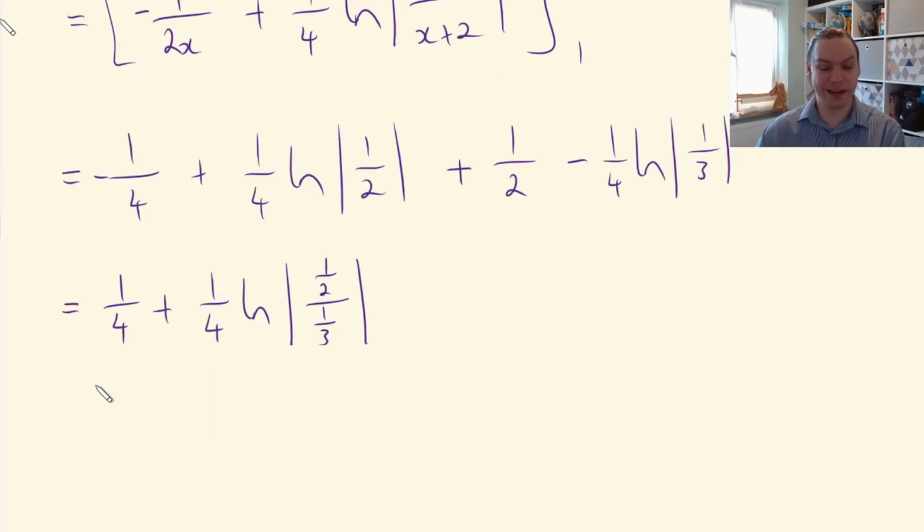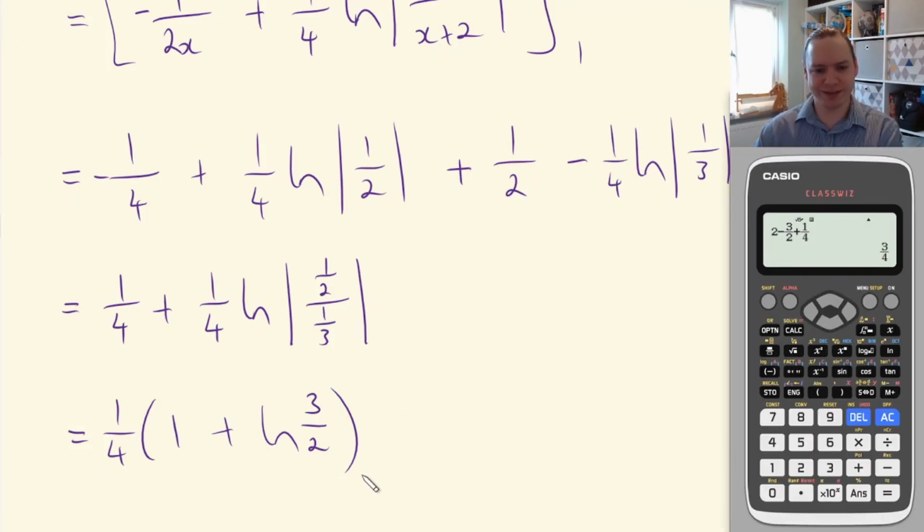I'm going to do one final little bit of tidying up from here because I've got a factor of a quarter in both of these, so I can just pull that out, which is 1 plus natural log, and then a half divided by a third is 3 over 2. And actually I can kill my absolute signs, which I needed when I had my x terms in, because I now have numbers which are definitely not negative. So ln of 3 over 2 is absolutely fine. And this is our final exact answer.